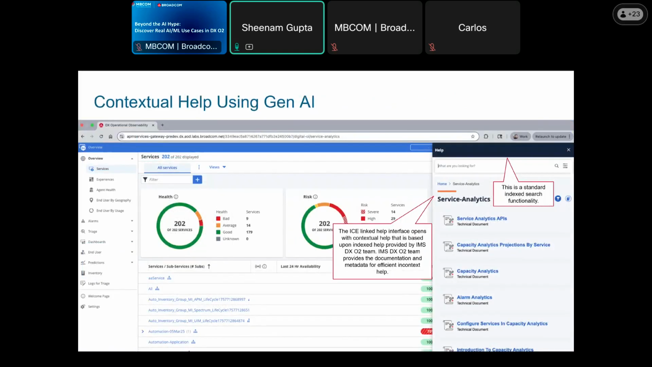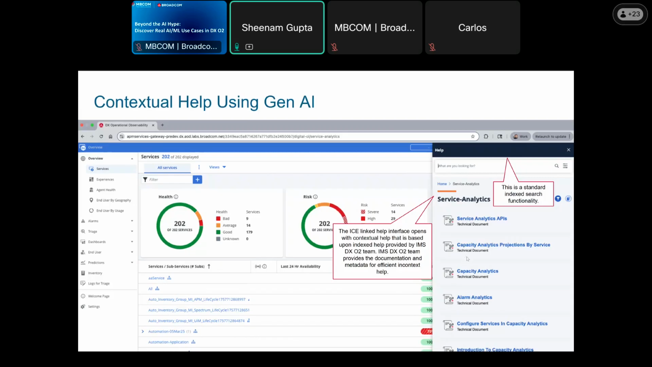This is an AI assistant for the users, for the different personas that would use DX O2. They now have the ability to simply look up what they want to achieve. It's conversational, where they can say, I want to create a service, show me the steps, and it pulls up the service analytics document to show them the steps.